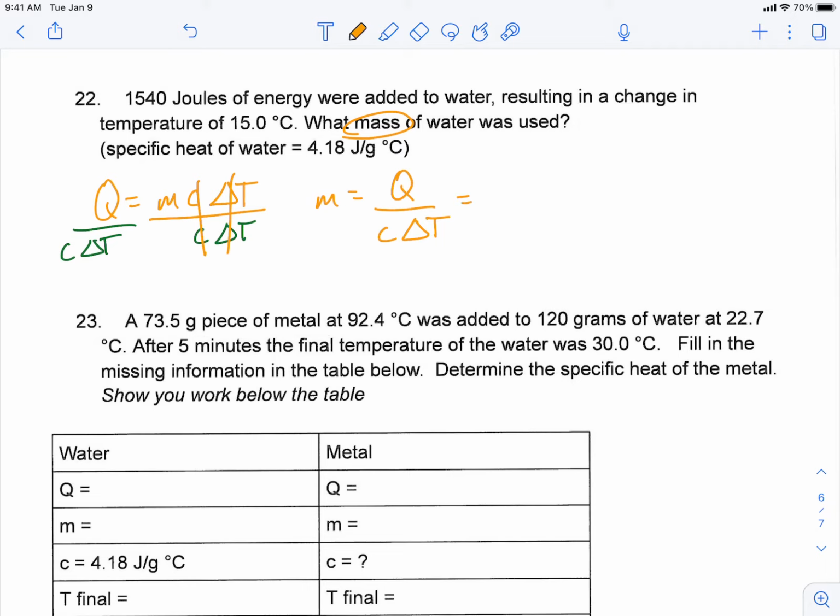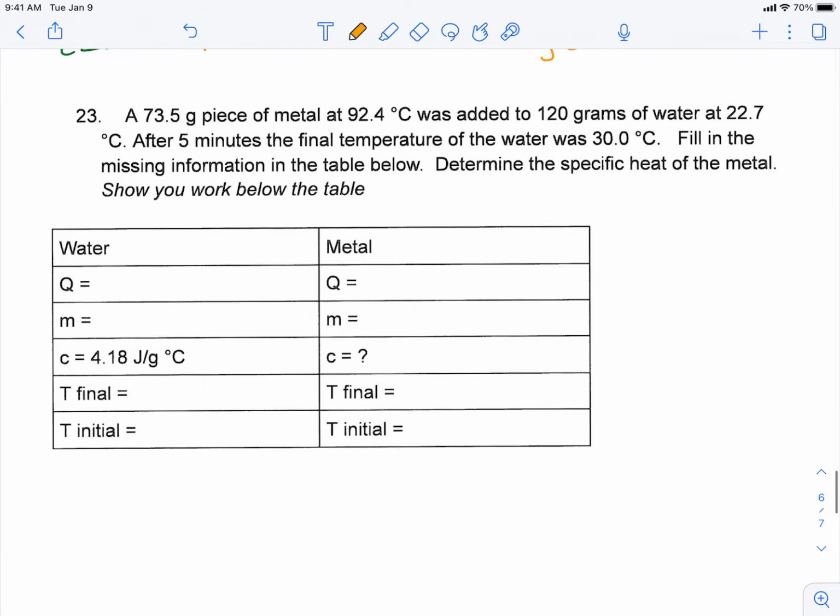The amount of joules of energy that were added were 1540 joules. My specific heat of water is 4.18 joules per gram degree Celsius. And they gave us the delta T itself. Sometimes they'll give you an initial and a final, but they actually gave it to us as 15 degrees. So 15 degrees C. And when we calculate this out, let's see what we get. We get around 24.6 grams.